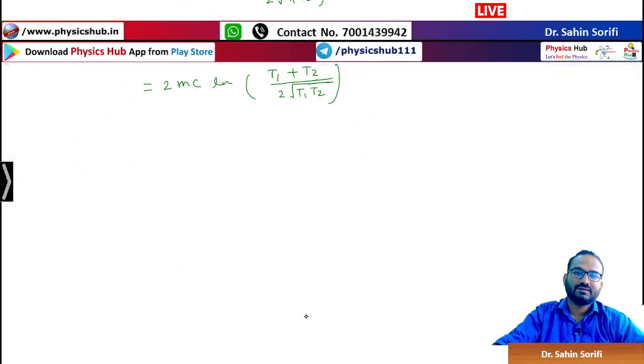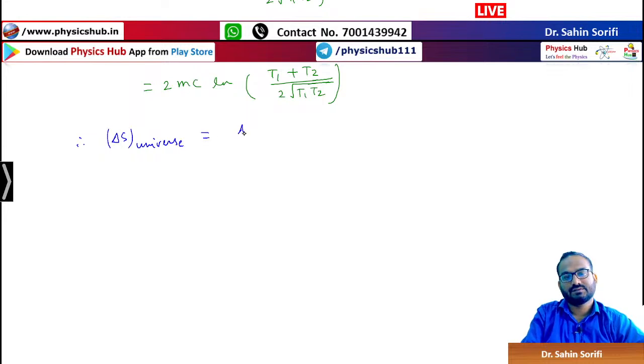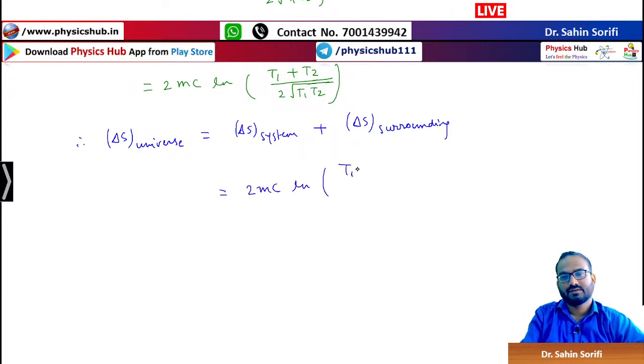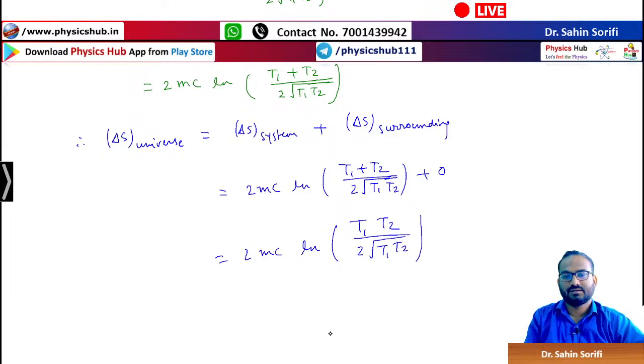Actually, this one we have calculated is delta S of the system. So actually this is not the answer. The answer will be delta S of the universe, as you have been asked. So this is equals to delta S of the system plus delta S of the surroundings. Delta S of the system we have just calculated, twice MC. Delta S of the surroundings is 0. That is why it is twice MC ln (T1 + T2)/(2 root over T1 T2). That is matching with option B.